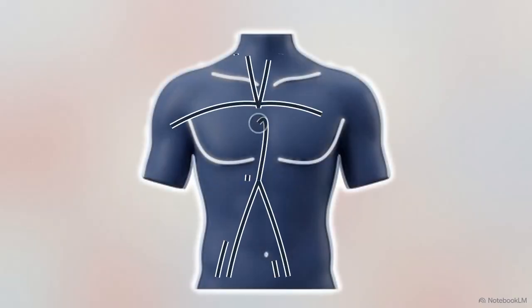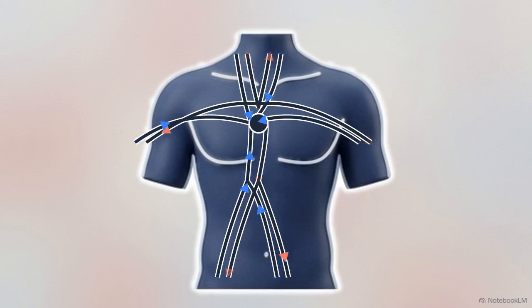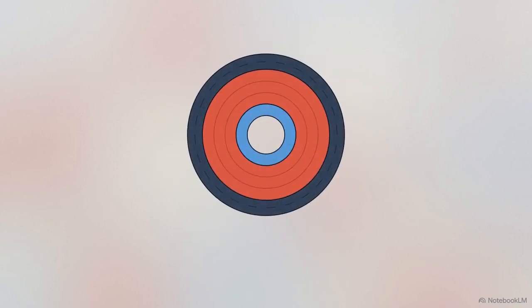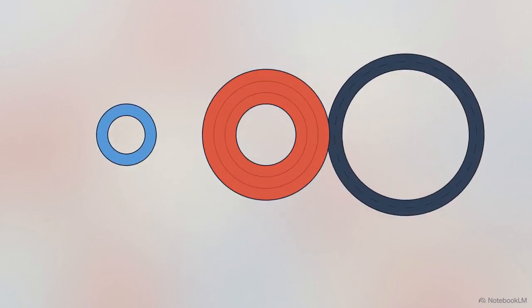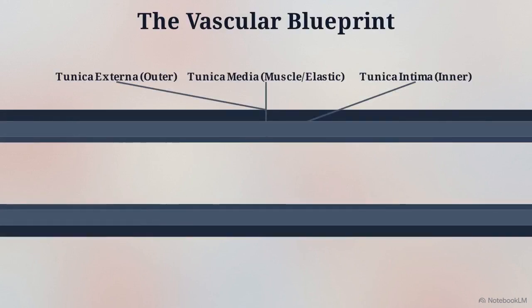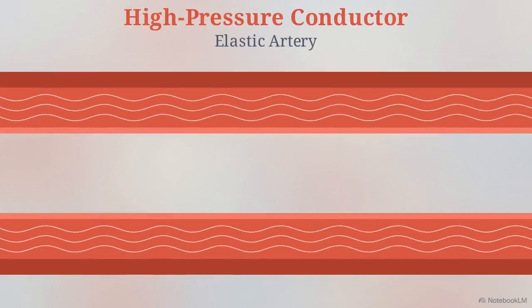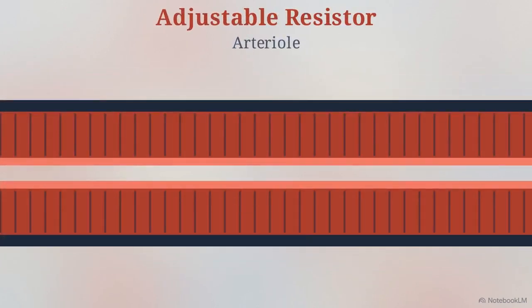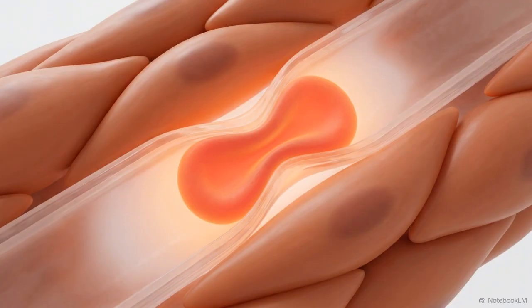Mastering cardiovascular physiology requires mapping these physical structures directly to the physical forces they manage. With few exceptions, blood vessels are composed of three distinct histological layers, called tunicas, organized around a central space called a lumen. By shifting the ratio of smooth muscle to elastic fibers within those three layers, the body converts a generic tube into a high-pressure conductor, an adjustable resistor, a microscopic exchange site, or a capacitance reservoir. At the tissue level, anatomical form explicitly dictates hemodynamic function and physiological survival.